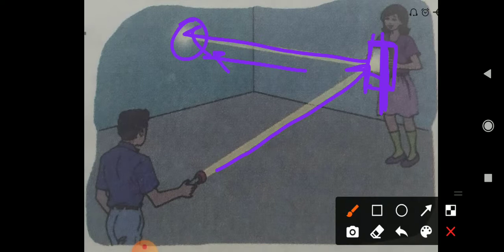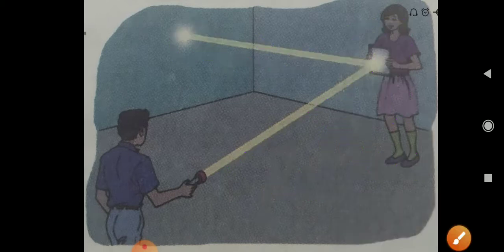The bouncing off and the change in the direction of light on striking a plane mirror is also called reflection. Okay, what will you say this phenomenon is? Reflection. It is just as in the case of the ball. Now the surface should be smooth so that this reflection phenomenon will take place, right?